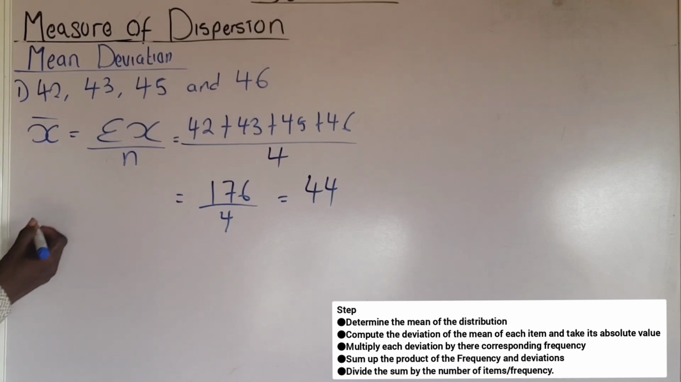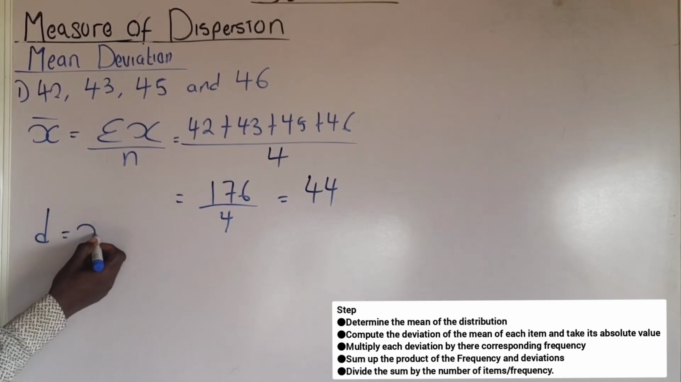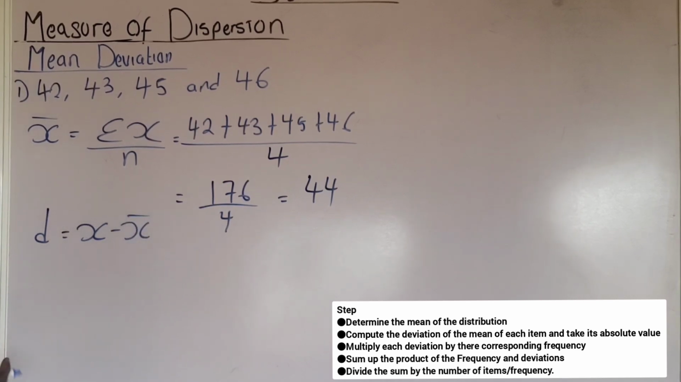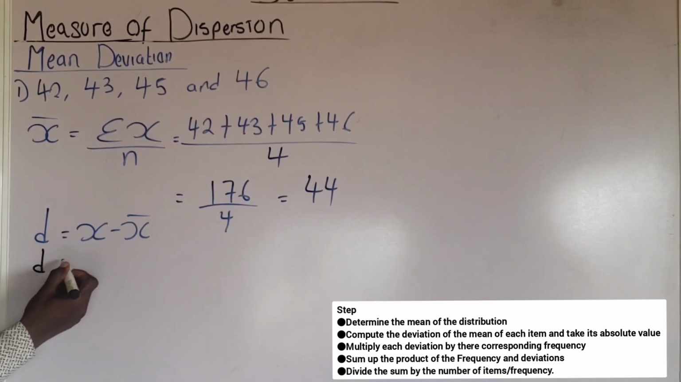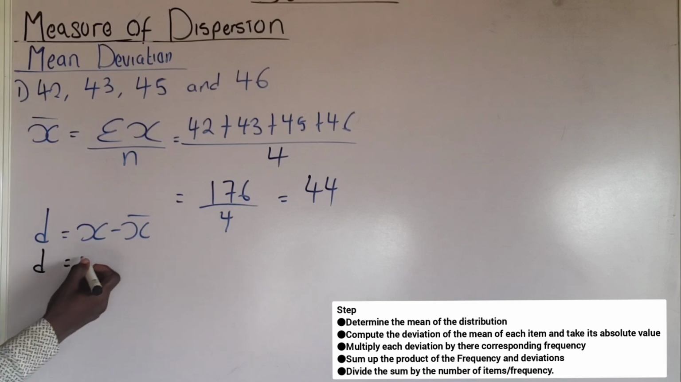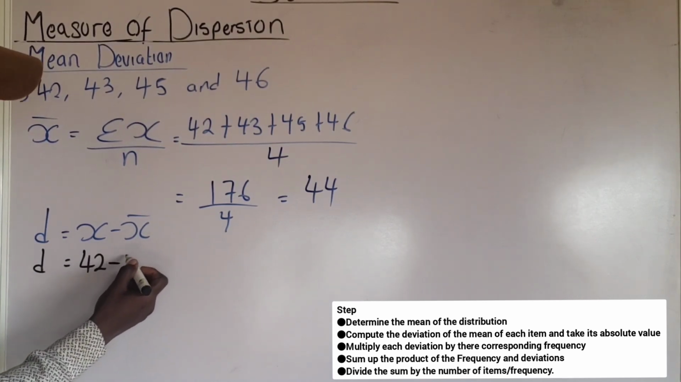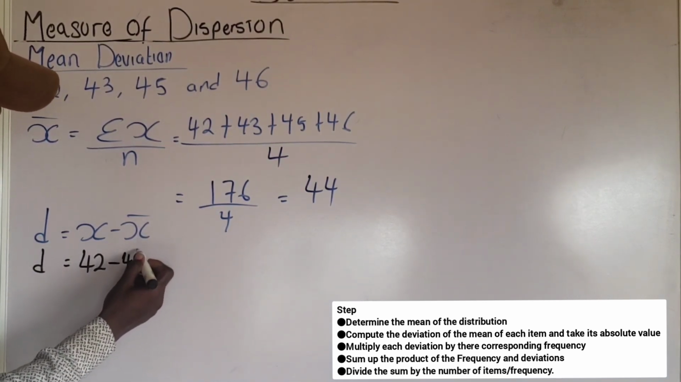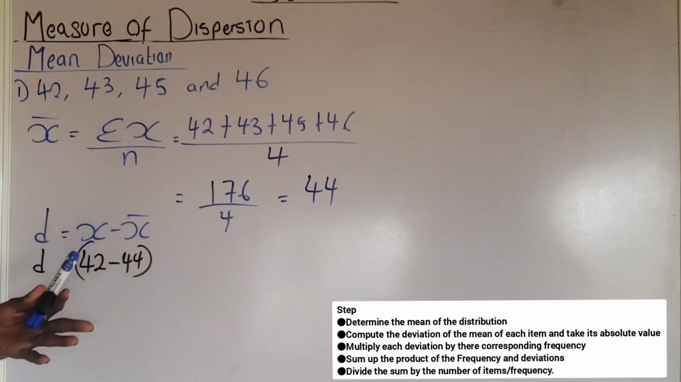You know, this is the mean. The deviation is this formula. Deviation is equal to x minus mean, where x is the samples that we have in our distribution. You understand? So here, let us compute the deviation. The deviation is equal to, now we have 42. Please pay attention. Okay, 42 minus 44. You can do this on the table.